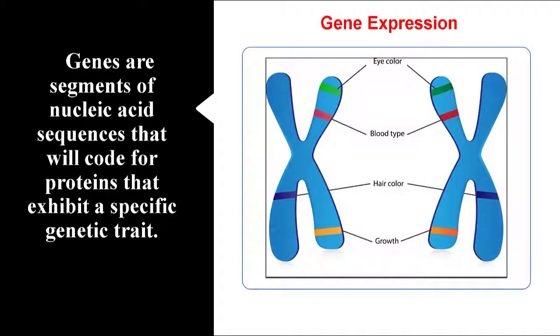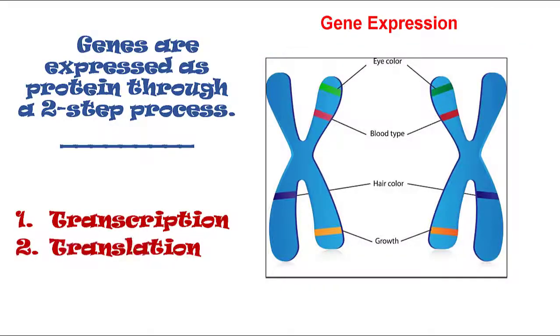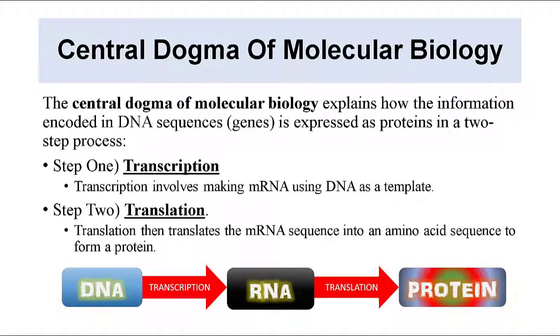Genes are segments of nucleic acids. Genes are segments of nucleic acid sequences that code for proteins that exhibit a specific genetic trait. Genes are expressed as protein through a two-step process. Step 1, transcription. Step 2, translation. The central dogma of molecular biology explains how information encoded in DNA sequences, or genes, is expressed as proteins in this two-step process.